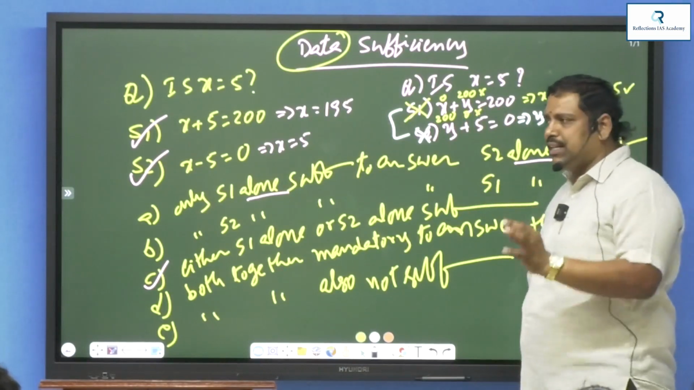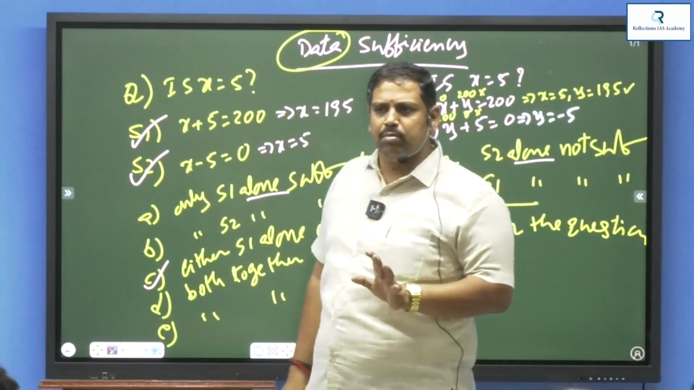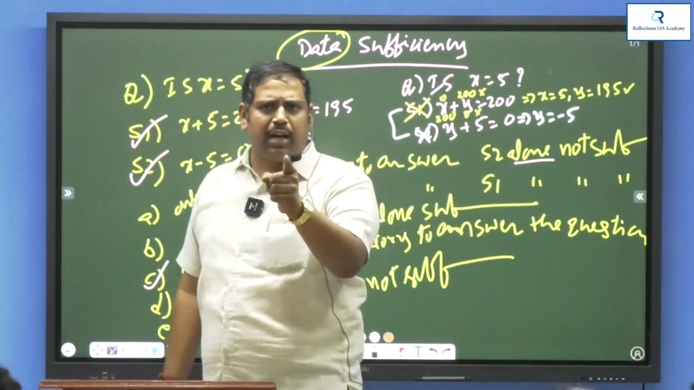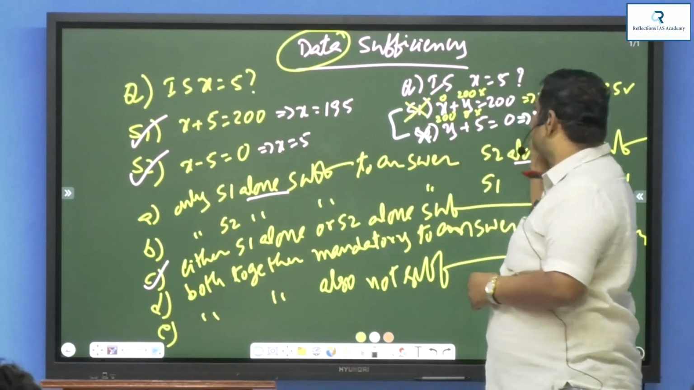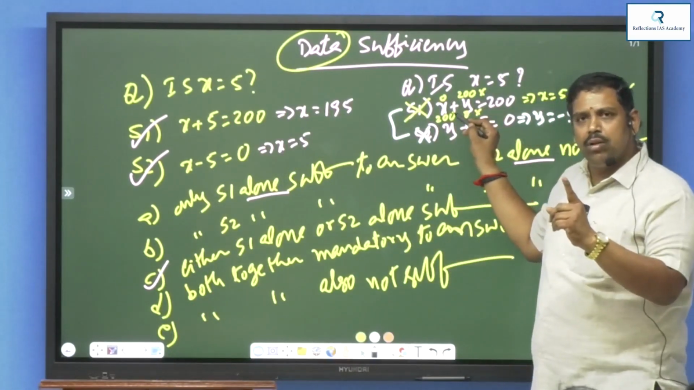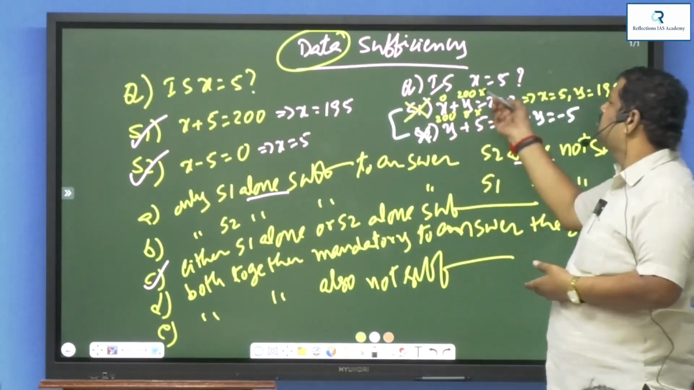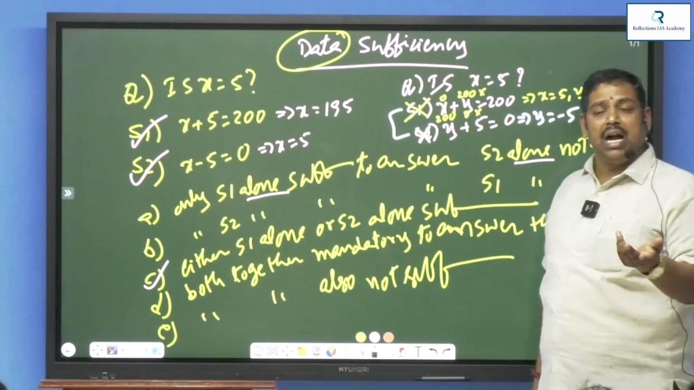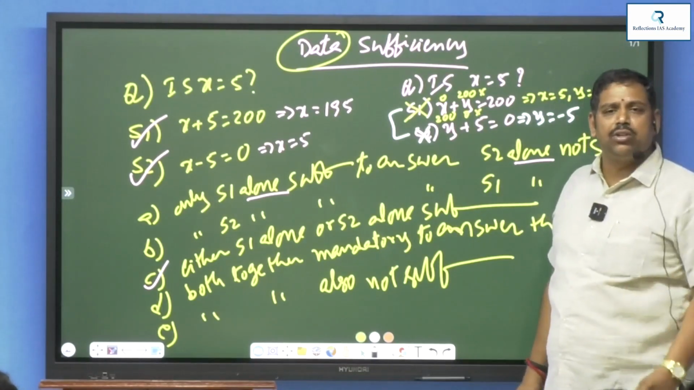See, the beauty of data sufficiency is there is no need to solve the question. Yes or no? Are you able to take a conclusion or not? That's it. Okay, so y is equal to minus 5 if I substitute here. Can I get the unique value for x? If I get the unique value of x, I will definitely take a decision whether x is equal to 5 or not. I can take the decision, yes or no? When can I take the unique decision?